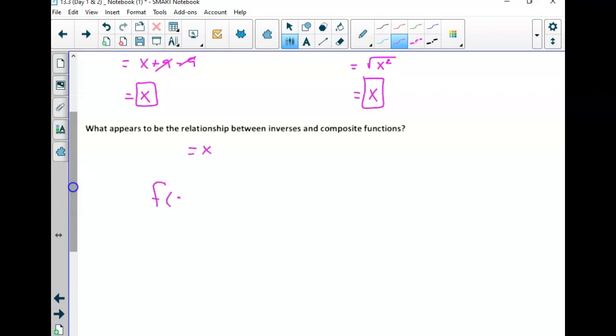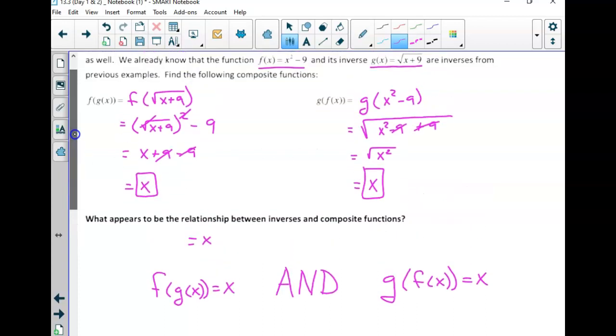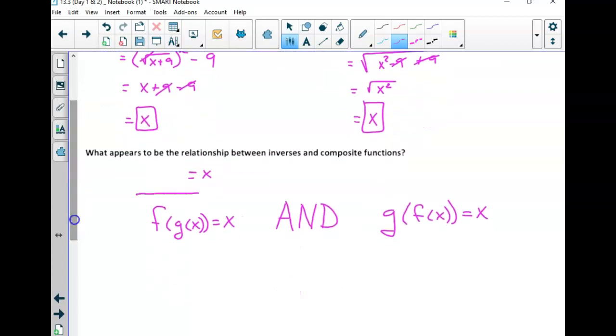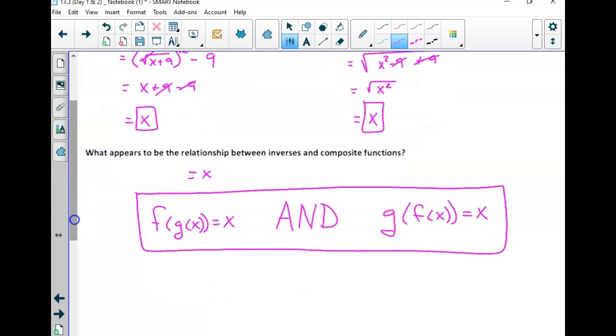That means f of g of x equals x, and g of f of x equals x, okay? Now notice we're not looking at numbers numerically like we did on Thursday. We are actually plugging in a function and simplifying a function to find out. If you plug g into f and f into g, and you simplify them, and you get just x and only x, they are inverse functions of each other.